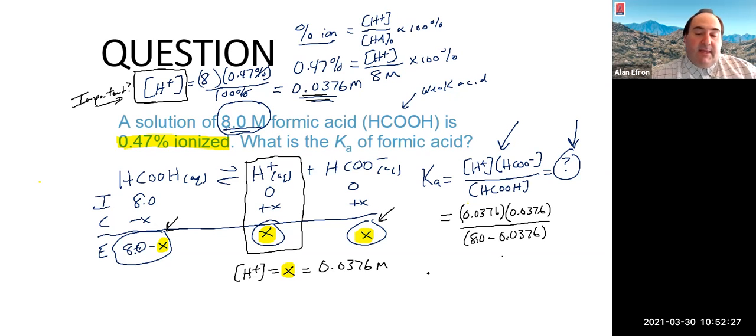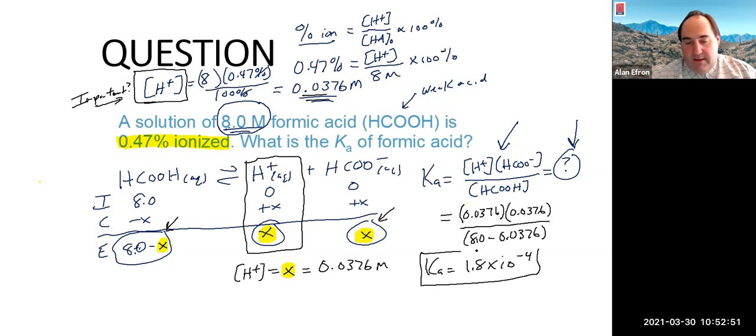That's 0.0376, 0.0376. That then gets us, if we do that, that's basically squaring the top divided by 8 minus 0.0376, going to get us a Ka value of, we'll call it 1.8 times 10 to the negative 4. Any questions on that calculation?